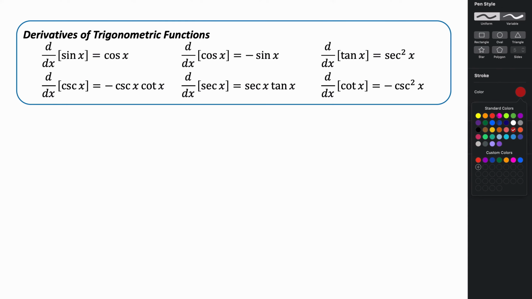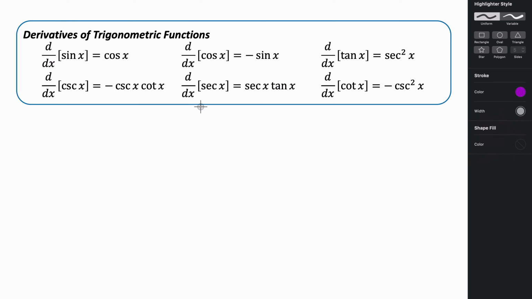Often we will also deal with having to take the derivative of trigonometric functions. We've already seen the derivative of the sine and derivative of the cosine, but we now have the derivative of our four other trigonometric functions. So the derivative of the tangent is secant squared. The derivative of the cosecant is negative cosecant x cotangent x. Derivative of secant is secant x tangent x, and then the derivative of the cotangent is negative cosecant squared.